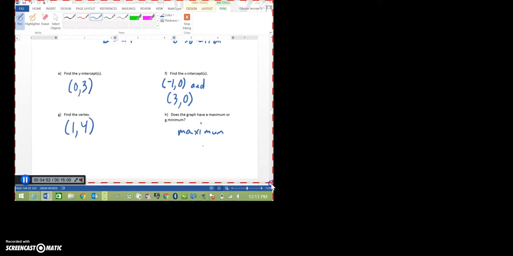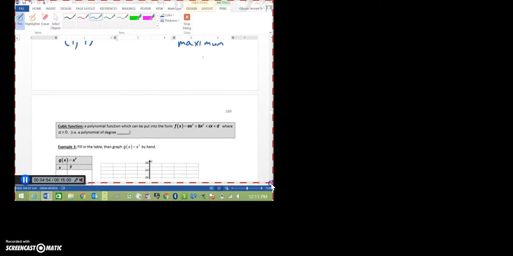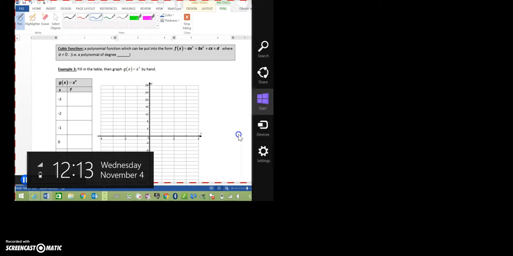Okay, so now we're going to go to the next page. Now we have our cubic function. It's a polynomial function which can be put into the form f of x equals ax cubed plus bx squared plus cx plus d, where a is not equal to 0. A polynomial of degree 3.